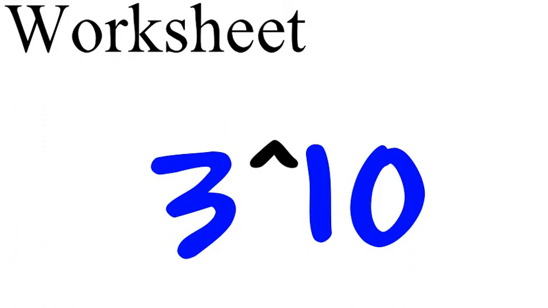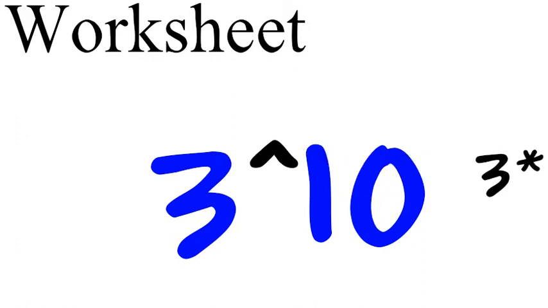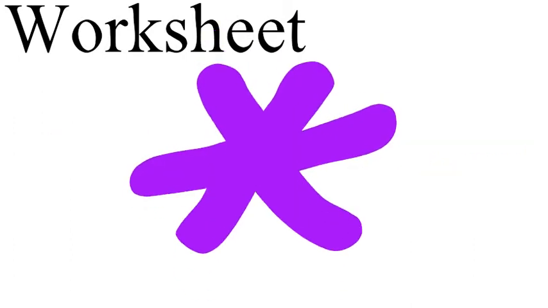Or we can just say 3 times 3 times 3 times 3 times 3 times 3 times 3 times 3 times 3 times 3. I think I got them all. Wow, that's a mouthful. So again, to the question, what do exponents do? Well, exponents are a way to shorten your multiplication.